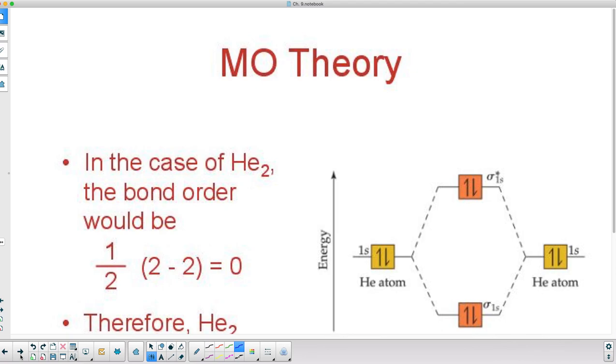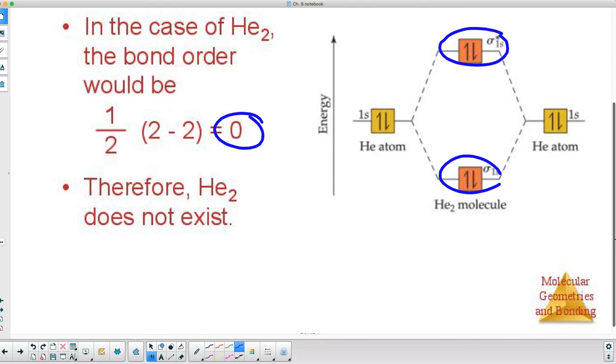So in the case of He2, here are the 2 bonding electrons, and here are the 2 anti-bonding electrons. So 2 minus 2 is 0, times 1/2 is 0. So there are no bonds that can form here. Therefore He2 would not be something that happens in nature. It does not exist, because the electrons in this anti-bonding orbital break the bond up. So it does not happen.